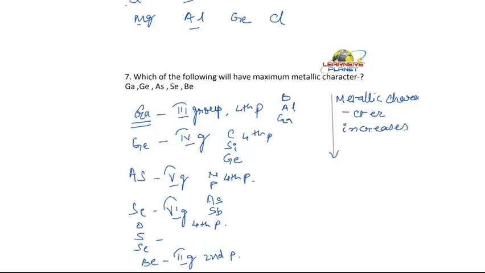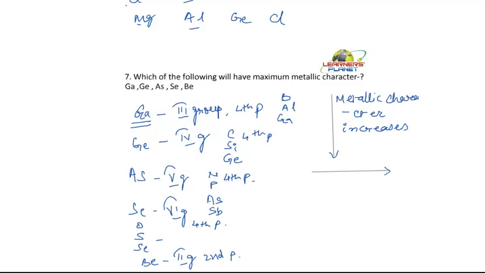Right? So which is present at the bottom? Now if I take gallium, this is in the fourth position, germanium fourth, arsenic fourth, selenium fourth. So these all will have similar metallic character. Now what can we do? We can't see the group now. What we need to see is the period. Let's see what happens across the period.